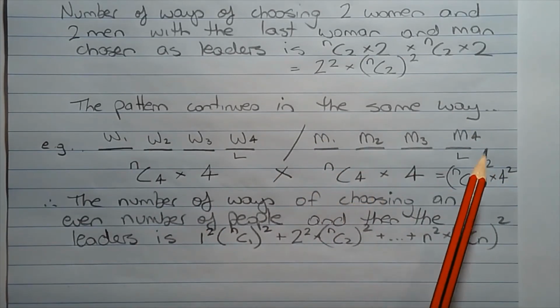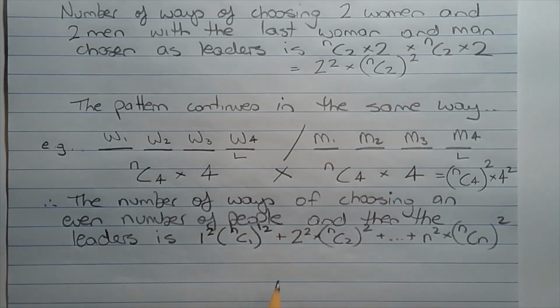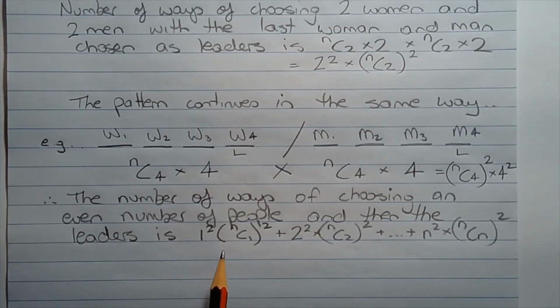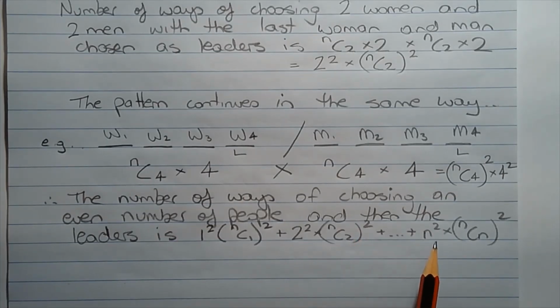So there's n choose 4 ways of choosing 4 men from n men, but the 4th man chosen is the leader, and it can be any one of these 4. So that occurs n choose 4 multiplied by 4 ways. So the total number of ways is n choose 4 multiplied by 4 multiplied by n choose 4 multiplied by 4, which equals n choose 4 squared multiplied by 4 squared, or 4 squared multiplied by n choose 4 squared. So it doesn't matter which order. Therefore, the number of ways of choosing an even number of people and then the leaders is 1 squared n choose 1 squared plus 2 squared multiplied by n choose 2 squared plus ... n squared multiplied by n choose n squared as required.